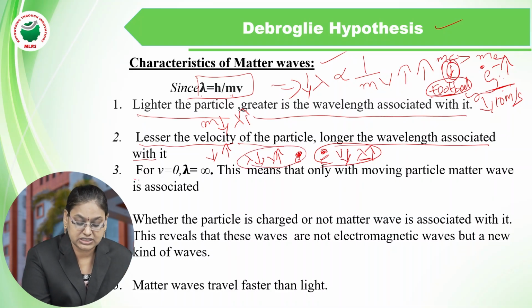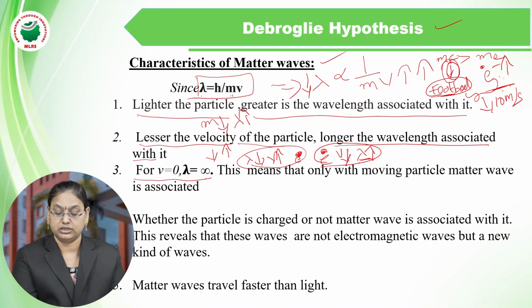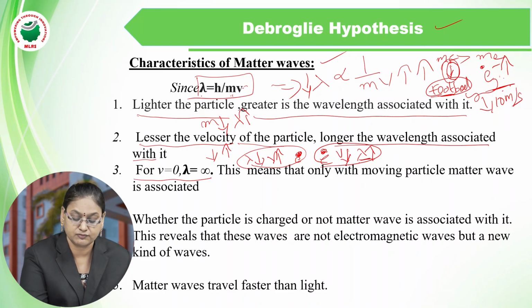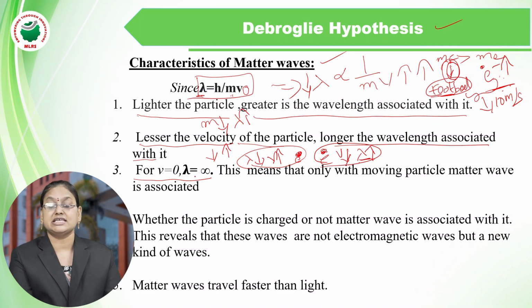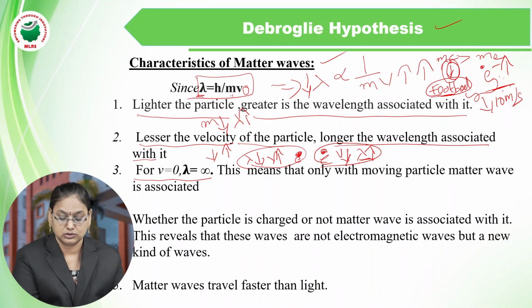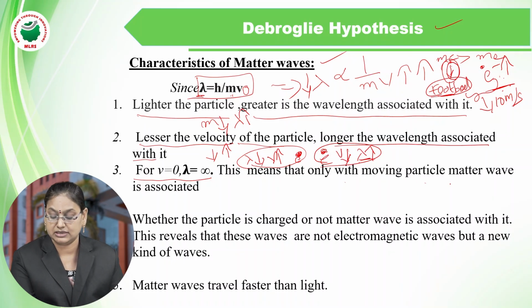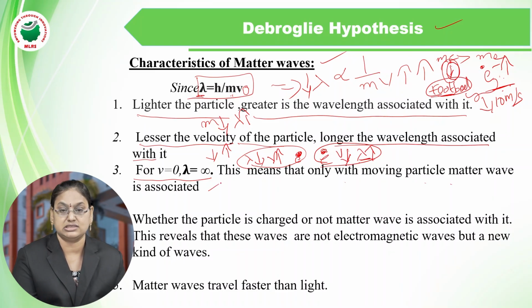Next, for V is equal to 0, lambda is equal to infinity. In this equation, if you substitute 0 in the place of V, what will be the value of lambda? Infinity. Or we can say V is equal to 0 means the particle is at rest. Whenever the particle is at rest, no waves will be associated with it. That means matter waves are associated only with moving particles.